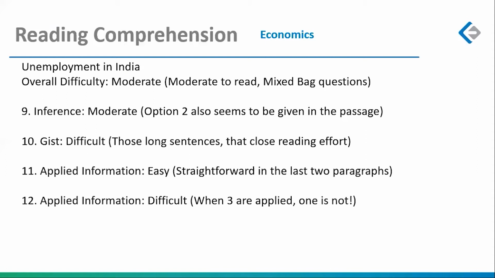So overall difficulty, moderate to read, only because the passage just jumps from one topic to the other and it becomes a bit difficult to maintain your focus in such a long passage. Mixed bag questions. Why? Because there was one easy and one moderate, and there were 2 difficult questions. Again, there were 2 applied information questions. One very easy, the other fairly difficult. The inference was not so difficult. The gist question was a bit of a trap.